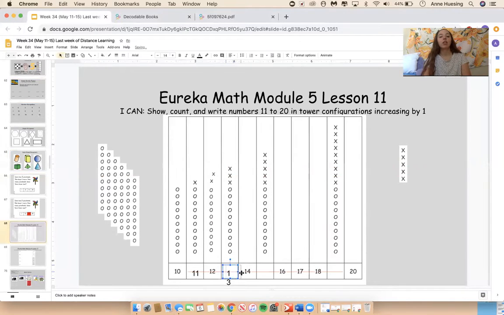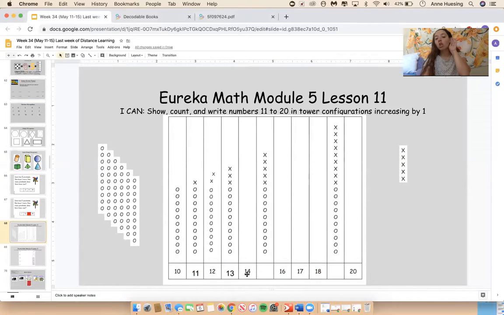13. Very, very good. But let's double check that we got that right. Let's count. 10 circles. We know that's a group of 10. 11, 12, 13. Very good. Now let's go ahead and make 14. You tell me, what do I need to put? How many groups of 10 and how many ones do I need to make 14?